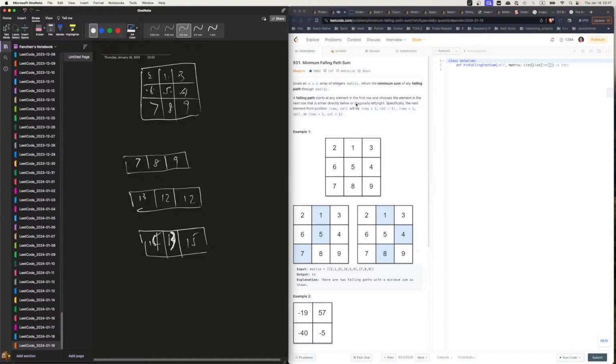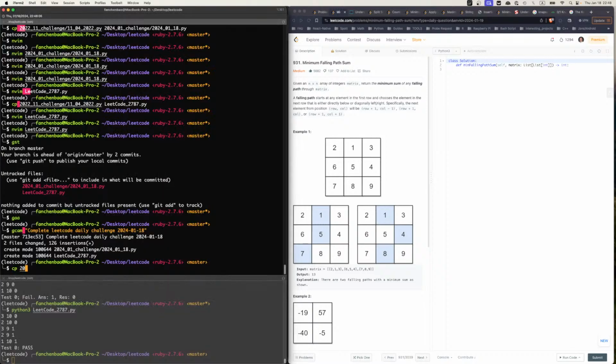And we start from where? Starts at any element in the first row. Any elements in the first row. So okay, can we do this with 1? Because the first one, I update this, no, I cannot. I think we need 2. Okay. We have a solution.